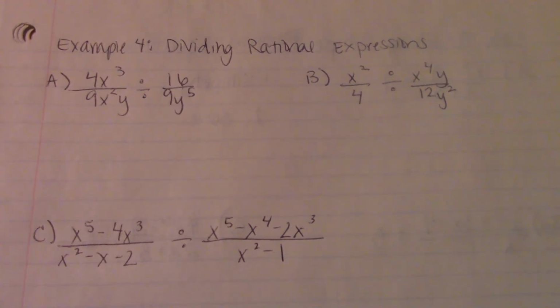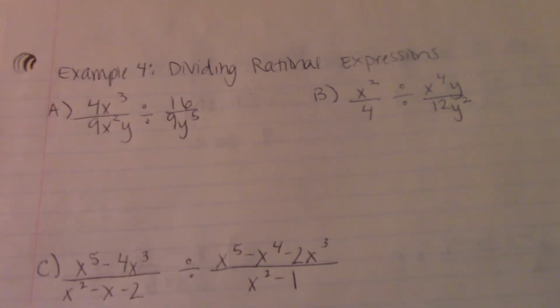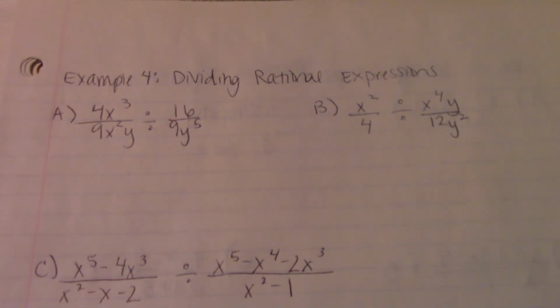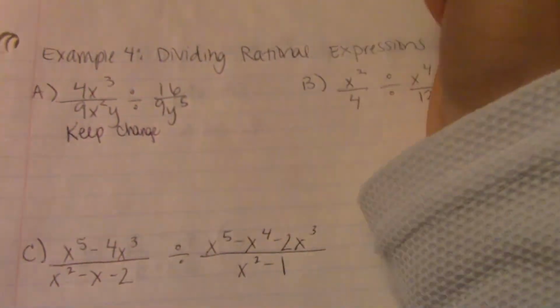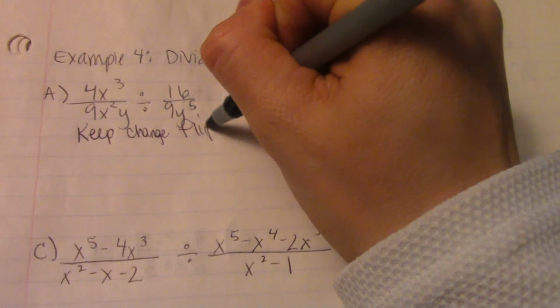Example 4, dividing rational expressions. Dividing rational expressions is very similar to multiplying, okay? So what you need to do is keep this one, change this to a multiplication sign, and flip the second fraction.